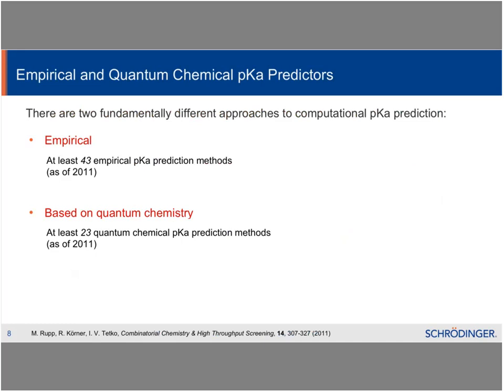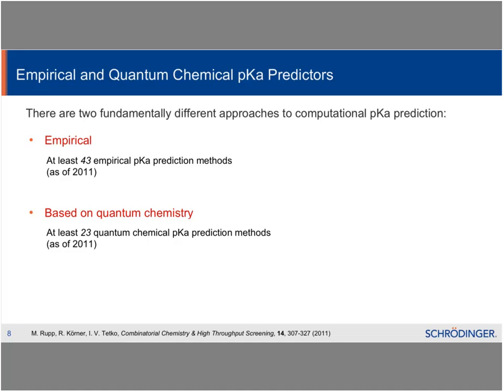And of course, to describe pKa, there are multiple ways of doing that. In a review from 2011, there were multiple pKa prediction methods listed. There were at least 43 empirical pKa prediction methods listed, as of 2011, and 23 quantum chemical methods. Now, of course, there are probably 100 methods, if not more, that can predict pKa, and new methods are constantly being published.